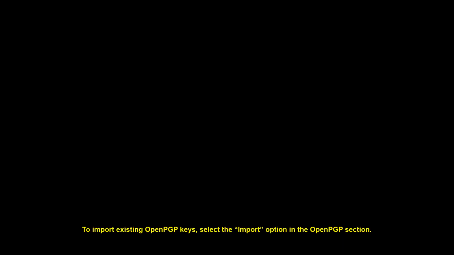To import existing OpenPGP keys, select the Import option in the OpenPGP section. Choose the desired key file from your local storage. After successful import, you will see your key listed in the YubiKey Manager.